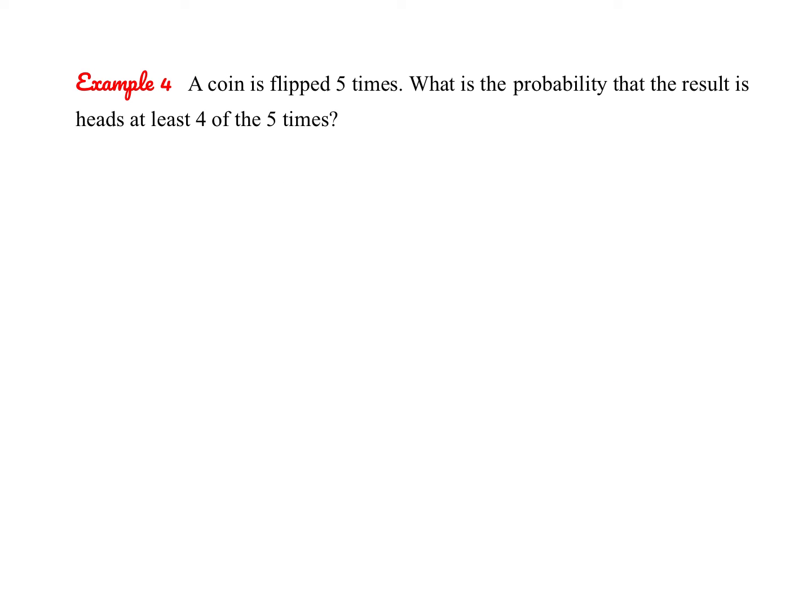Now we're going to try one similar to this, but it's going to be a probability problem. So this says a coin is flipped 5 times. What is the probability that the result is heads at least 4 of the 5 times?